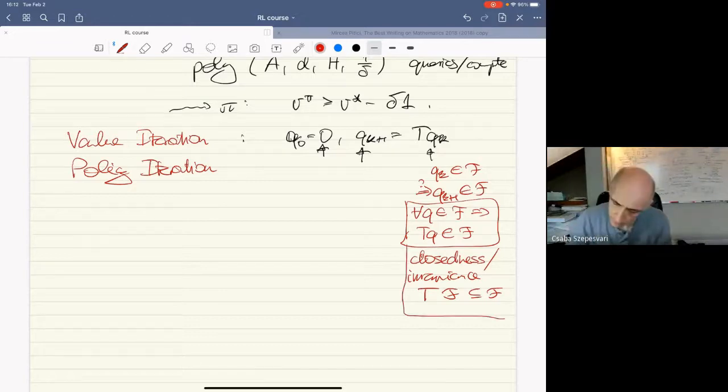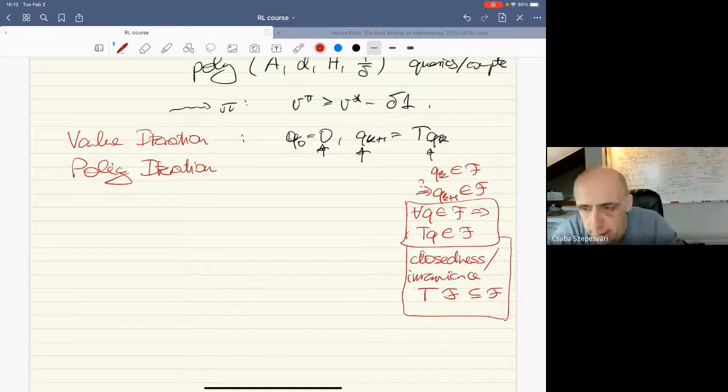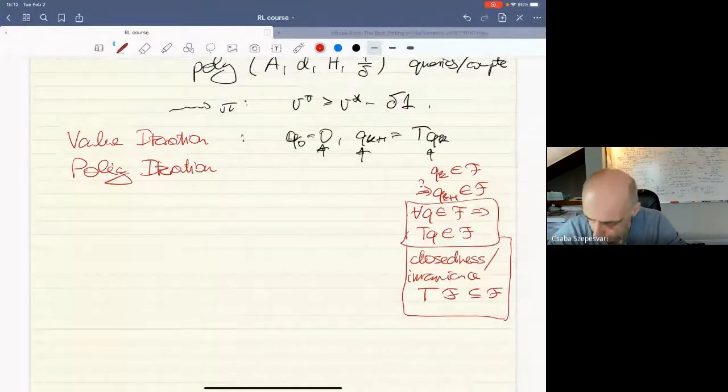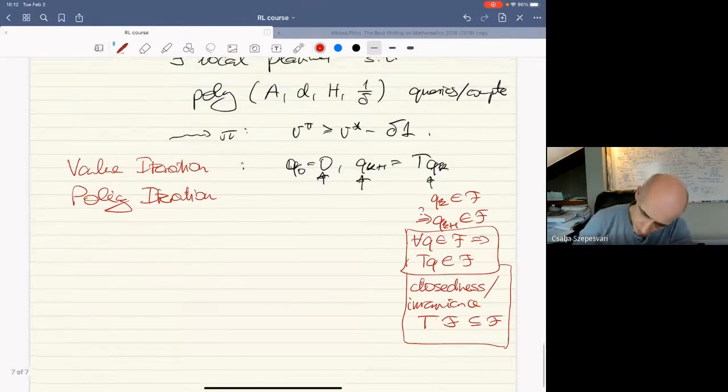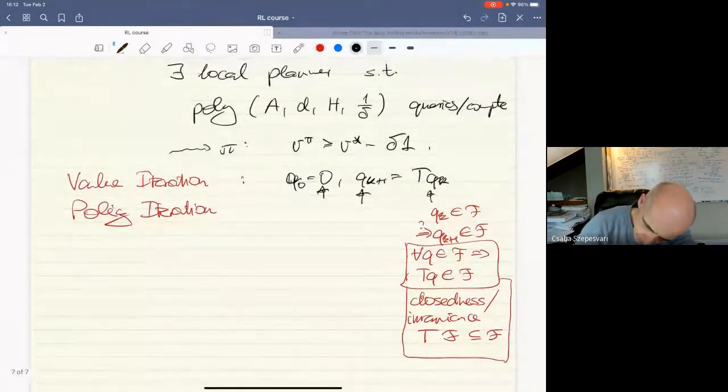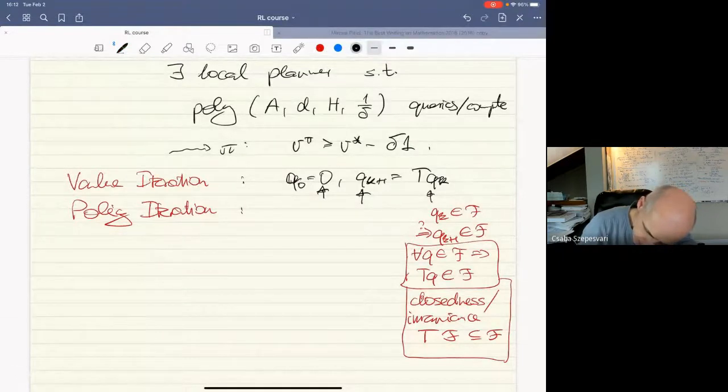So if you want to argue that value iteration is going to succeed, you should make an assumption like this. But today we didn't make that assumption, so that leaves us with this other algorithm, which is policy iteration. So how does it work? So choose pi naught arbitrarily.